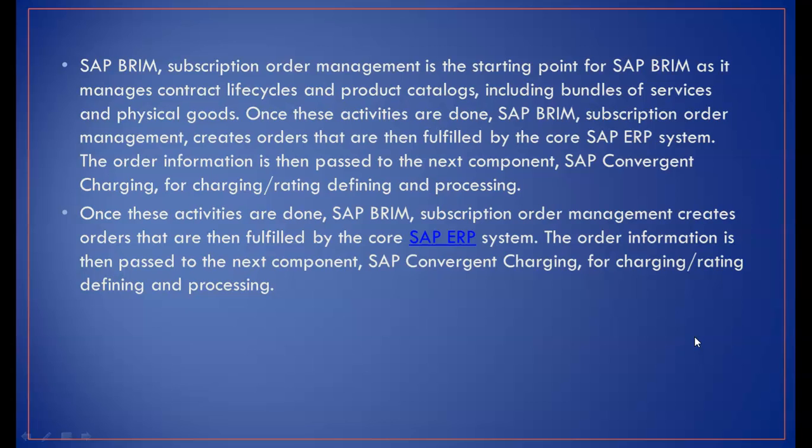Now, SAP BRIM Subscription Order Management is the starting point of SAP BRIM, as it manages contract life cycles and product catalogs, including bundles of services and physical goods. Once these activities are done, SAP BRIM Subscription Order Management creates orders that are then fulfilled by the core SAP ERP systems. The order information is then passed to the next component, SAP Convergent Charging, for charging, rating, defining, and processing.